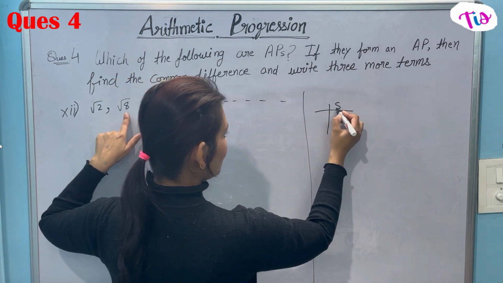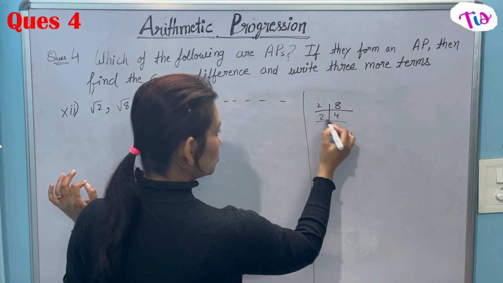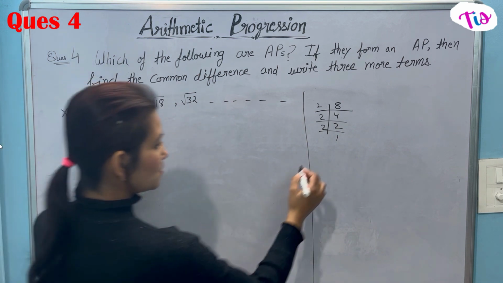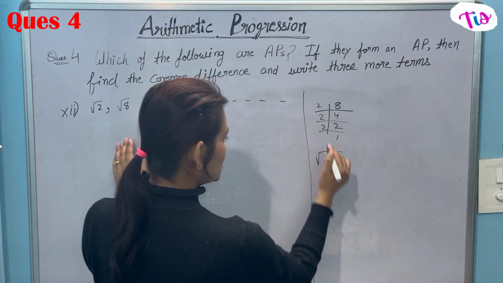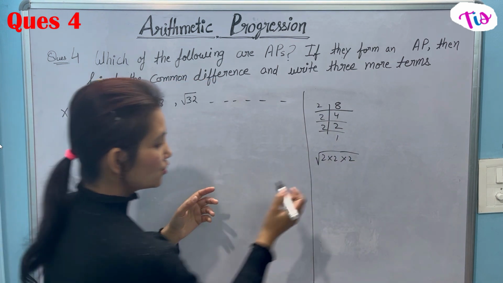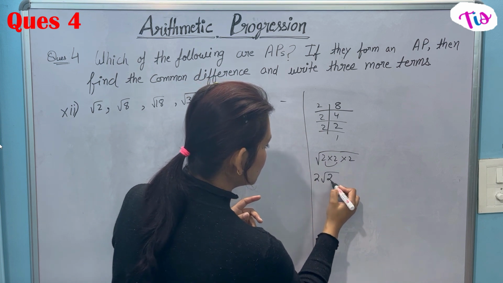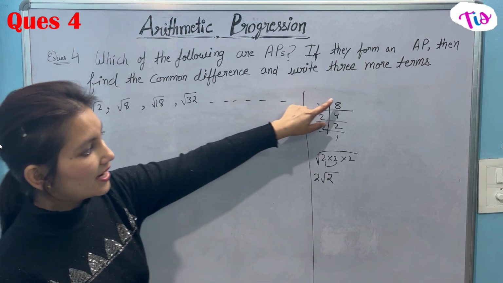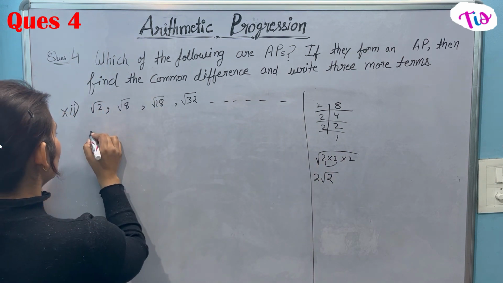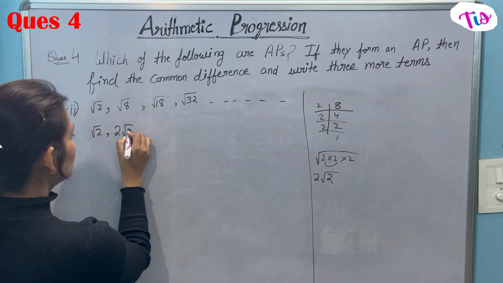Let's do prime factorization of 8. 8 is 4 times 2, 4 is 2 times 2, and 2 is 2 times 1. So root 8 can be written as root of 2 into 2 into 2. You get it? So a 2 will come out, and we will be left with root 2 inside. So root 8 can be written as 2 root 2, and instead of root 8 we can write 2 root 2.